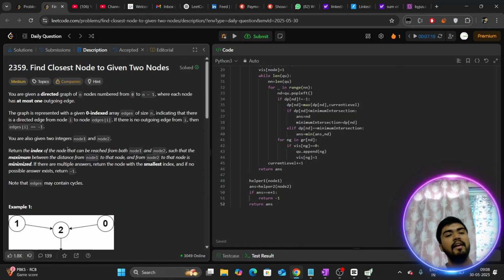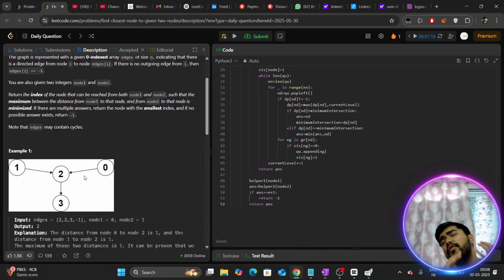I think it is very straightforward. Either they can give you a U V pair, meaning from U to V there is an edge, or this representation is also similar. We just have to take care that if edges[i] is -1, we don't have to consider it at all, because from this particular node there is no outgoing edge. Now, why have they given the graph in this order, when in general they give it as U V pairs?